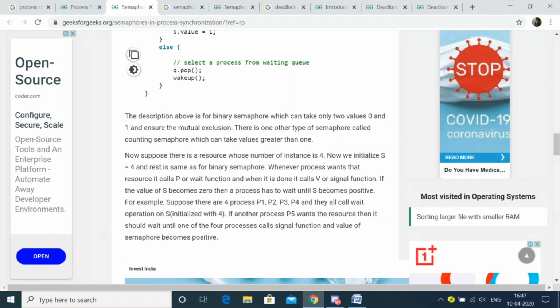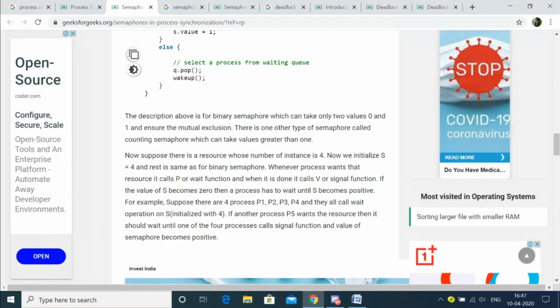These things are not required. Okay, one thing, this is important.